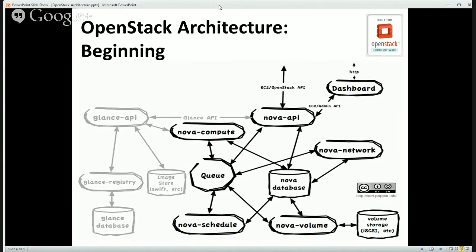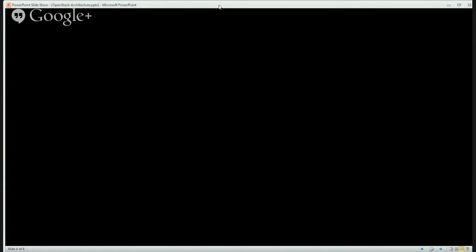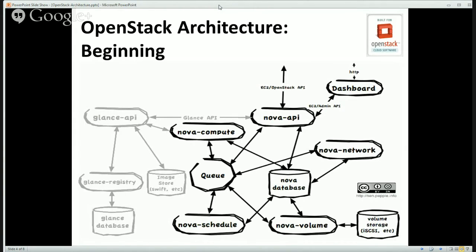When OpenStack started in like 2010, the architecture was very simple. We had a dashboard. Again, it was using a RESTful API, HTTP or HTTPS. We had the EC2 or the admin API. Using that, the dashboard was talking to the Nova API. We had the Nova database, Nova network, queue, scheduler, volume. So the architecture was very small when the project got started. There were not many details or many components.